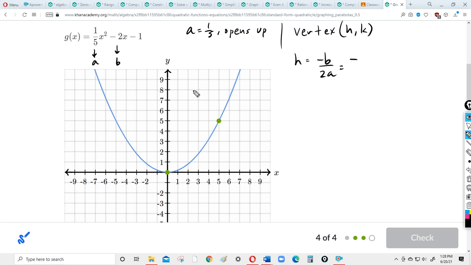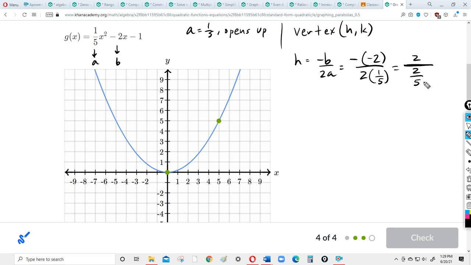So in place of b, we're going to write negative 2. Don't forget the initial negative sign. So it's the negative of negative 2 divided by 2 times a. That's going to be 2 times 1/5. Okay, 2 negatives in a row is positive, and 2 times 1/5 is going to be 2 over 5.